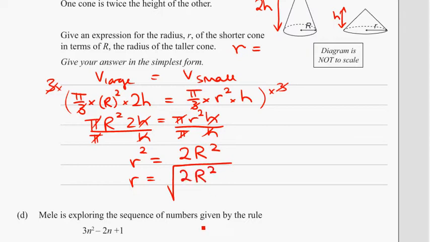of 2R squared. Now because it's multiplied, you can square root the 2 and square root the R squared separately. Obviously I don't know what the square root of 2 is, we'll leave it like that. However, the square root of R squared would just be capital R, which looks a lot nicer. Right, down to D.